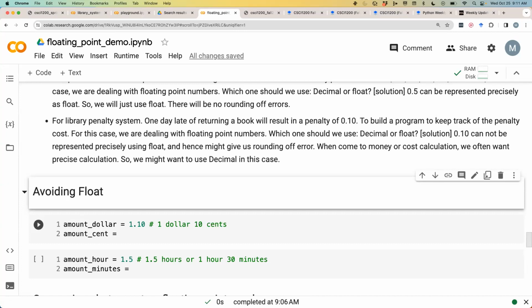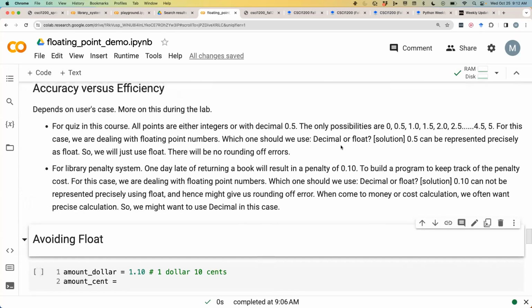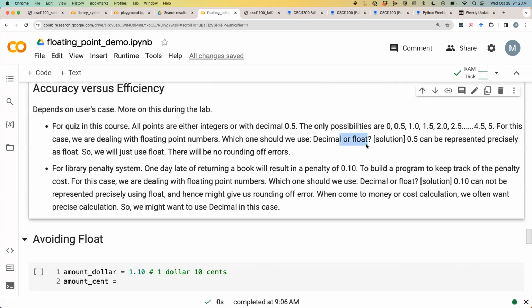So when you are asked to build a system, you look at your system: what are the numbers that you deal with? If the system always deals with integers, then you don't have to worry about whether to use decimal or float, because integer gives us precise calculations, it's fast, and there will be no rounding error. But if you involve floating point numbers, then you need to stop and think, what are these floating point numbers that you are dealing with? Different cases are different.